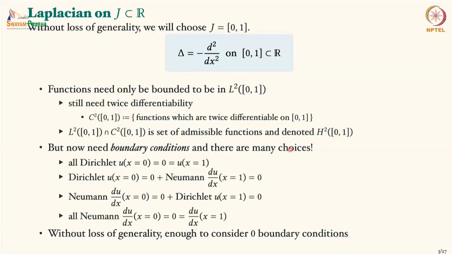Why I asked this question was because while reading up on this, I also came across a particular condition called Robin boundary condition, where they added both. That's right. A Robin boundary condition is not both, it's a mix of Dirichlet plus Neumann.